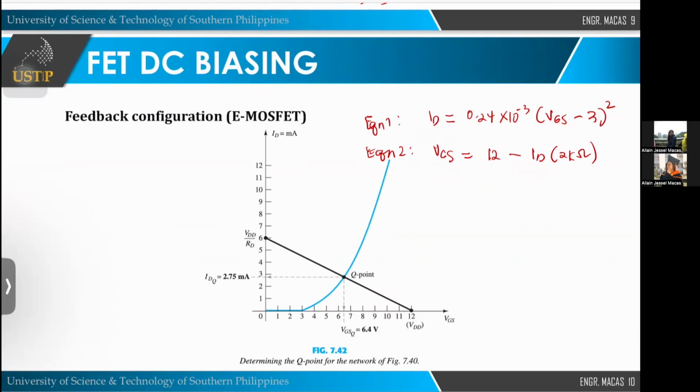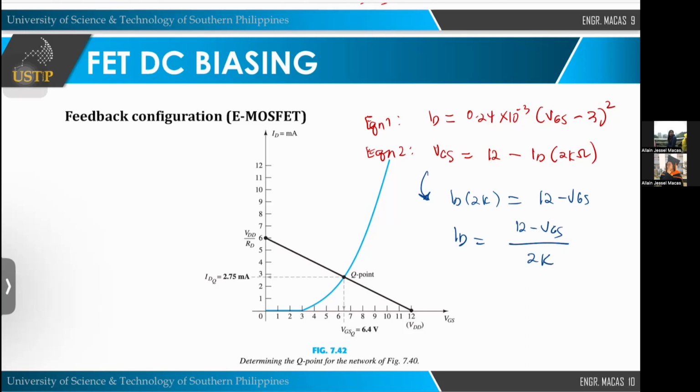We can calculate it with two equations and two unknowns, but it would need to be expanded. So that we don't have to expand it, class, what I did is we just equate the ID. This one is easier to express in terms of ID. So I'll express it in terms of ID: ID times 2K ohms is equal to 12 minus VGS. To isolate ID, I divide by 2K, so ID equals 12 minus VGS over 2K. Okay? So that is now your value of ID.